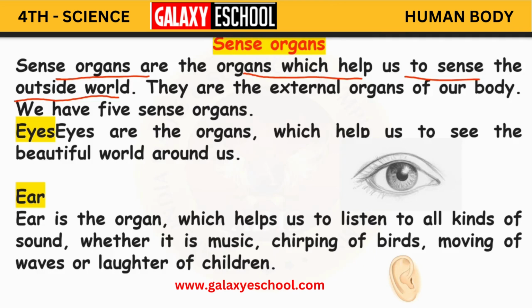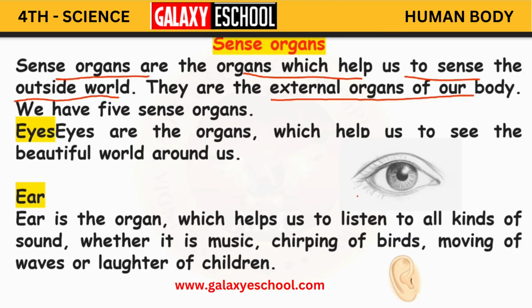And what do they do? They help us to sense the outside world, where we can see the outside world, where we can feel and touch the outside world. They are external organs of our body. Internal organs, like in the digestive system we have learnt about the stomach, intestines and liver, and in the circulatory system the heart, or the kidneys and all that, are internal organs, but these sense organs are external organs.